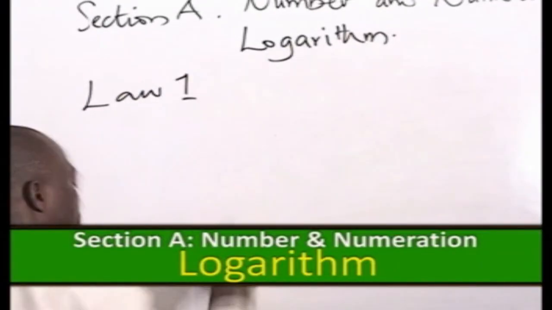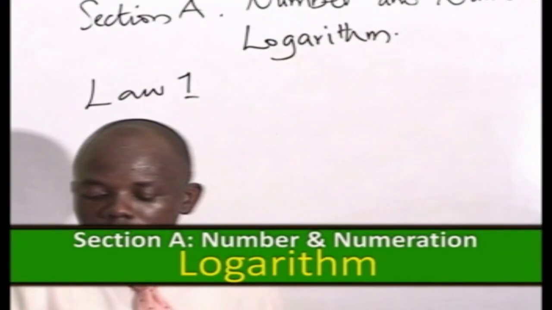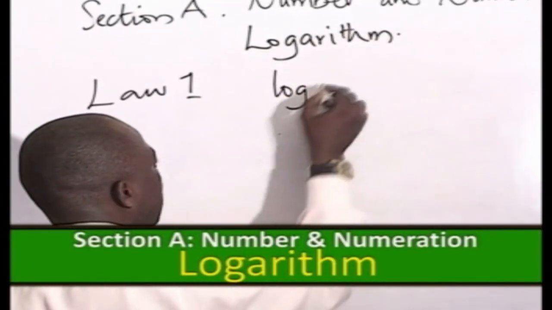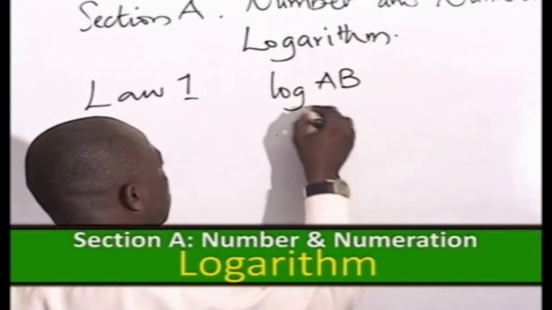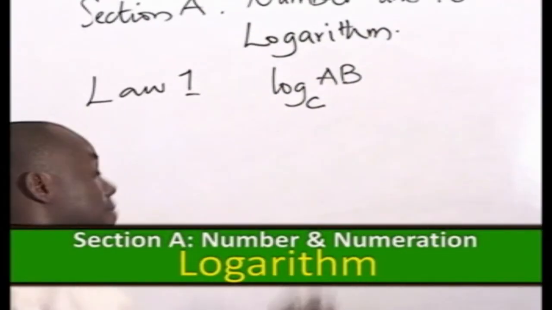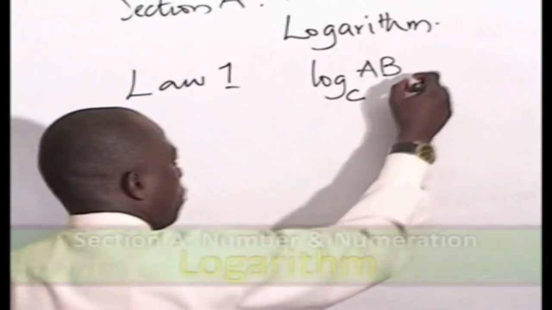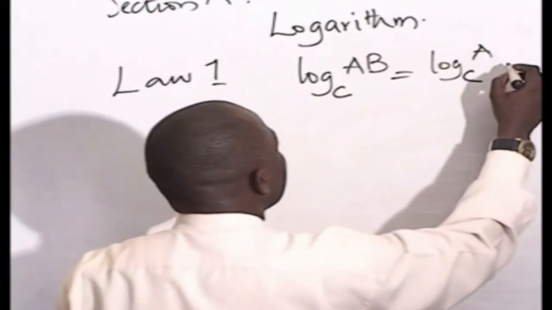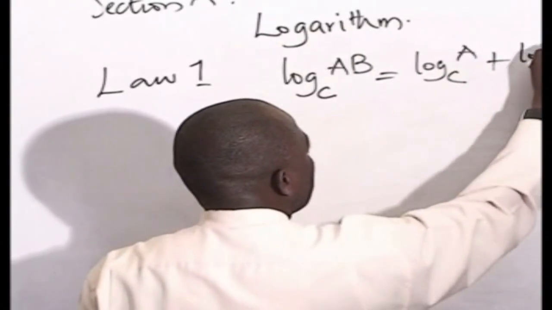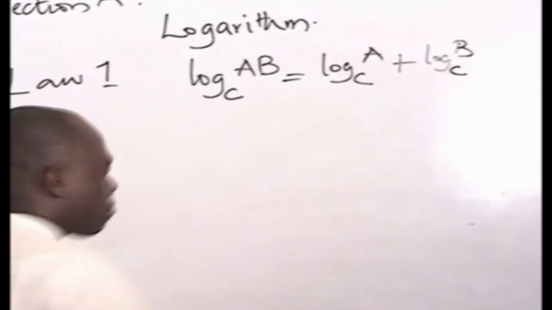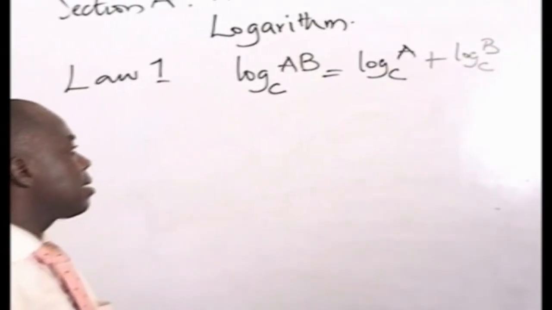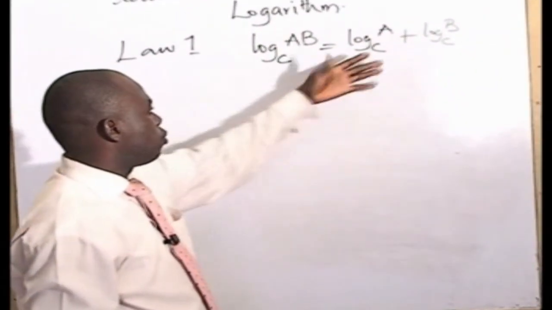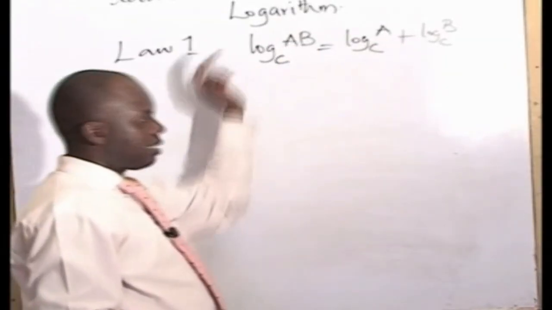Law 1. The first principle of logarithm says if you have a logarithm like log AB base C, very important, what it means is it can be re-expressed as log A base C plus log B base C. The bases are very important, very key. It could go both ways. It could be reversed.